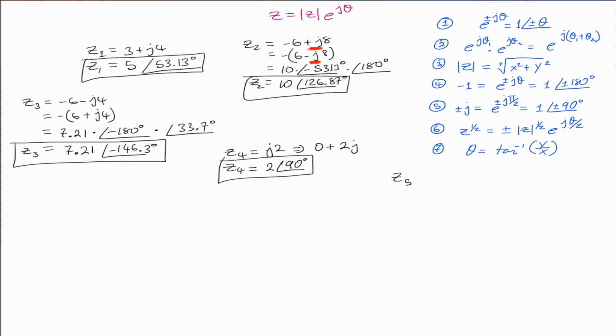Z5 is equal to (2 plus j) squared. We can do this in steps, or all in one shot. Let's first do the magnitude, and then square it. The positive square root of 2 squared plus 1 squared is the square root of 5, and if we square the square root of 5, we get 5. So we have a magnitude of 5.